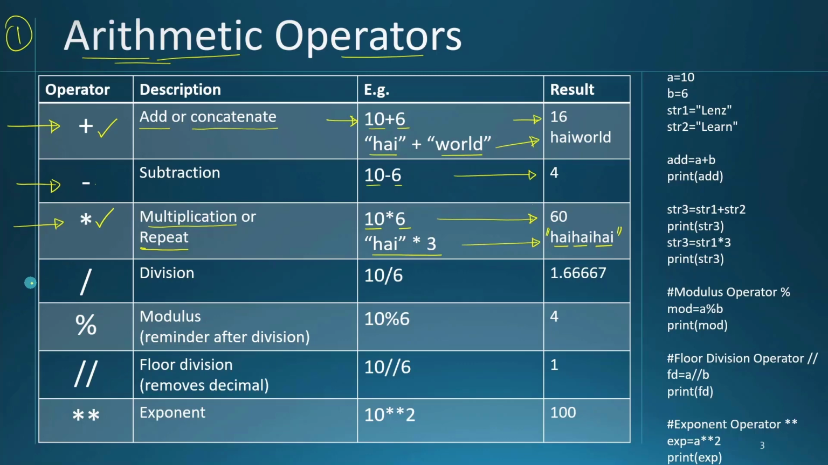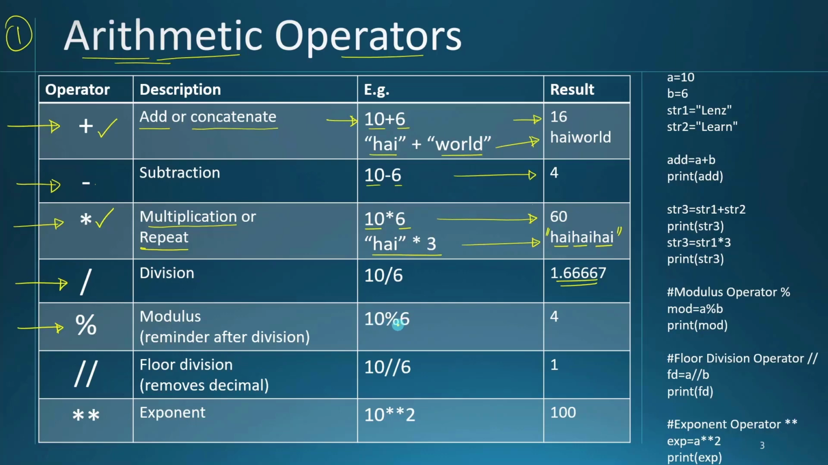So now let us go to the next operator, division. Division works only with numbers, and if I do 10 divided by 6, the result is going to be 1.6667. This is the exact value that you will get after dividing 10 by 6. The next operator is called the modulus operator. This operator will find the remainder after the division, and it is going to give this remainder as the result of this operation.